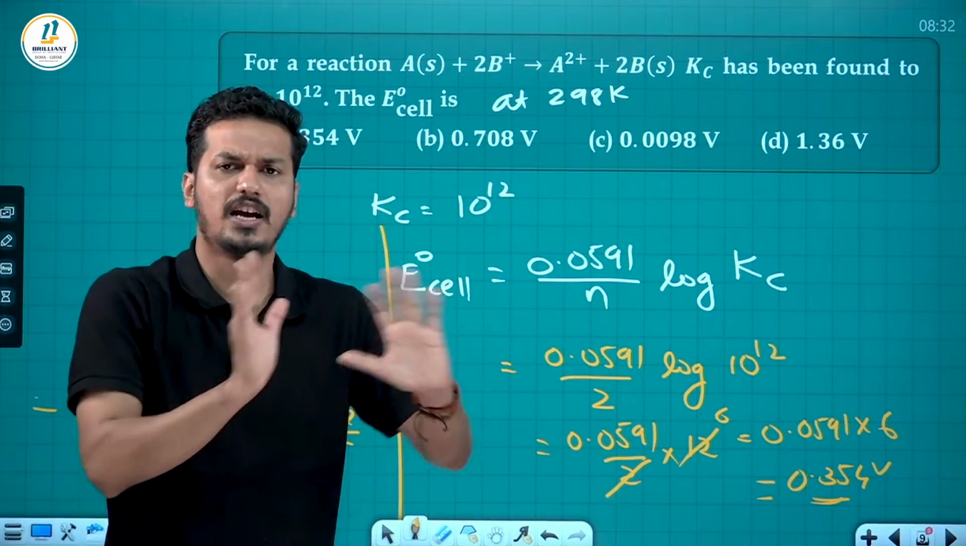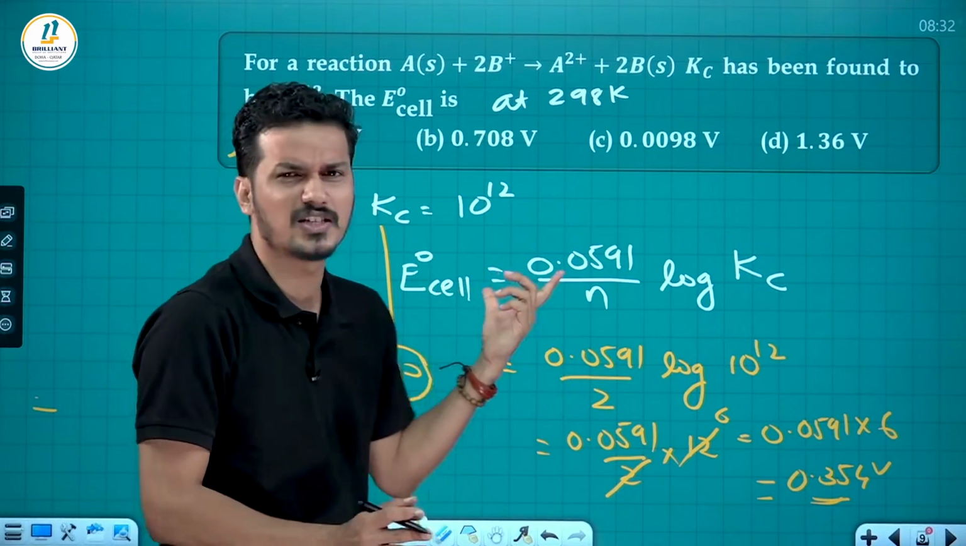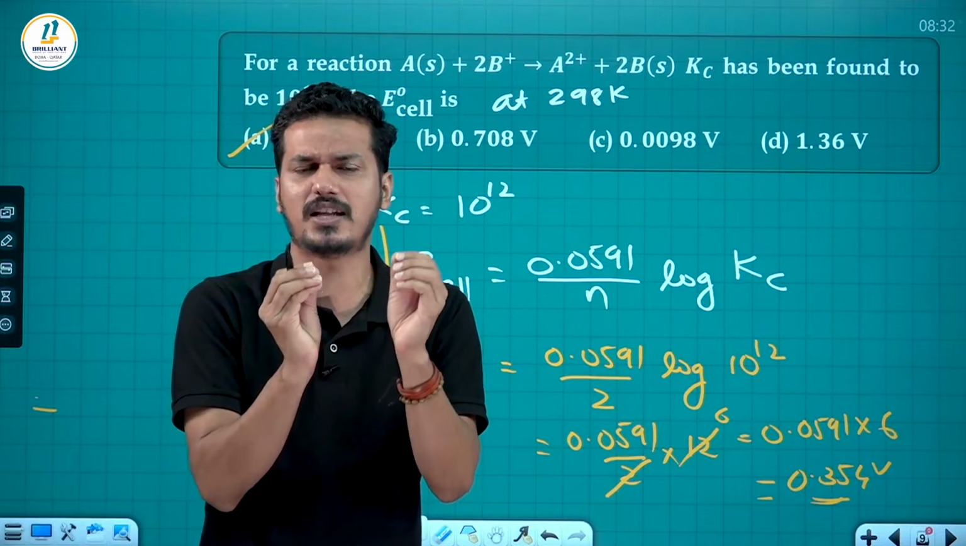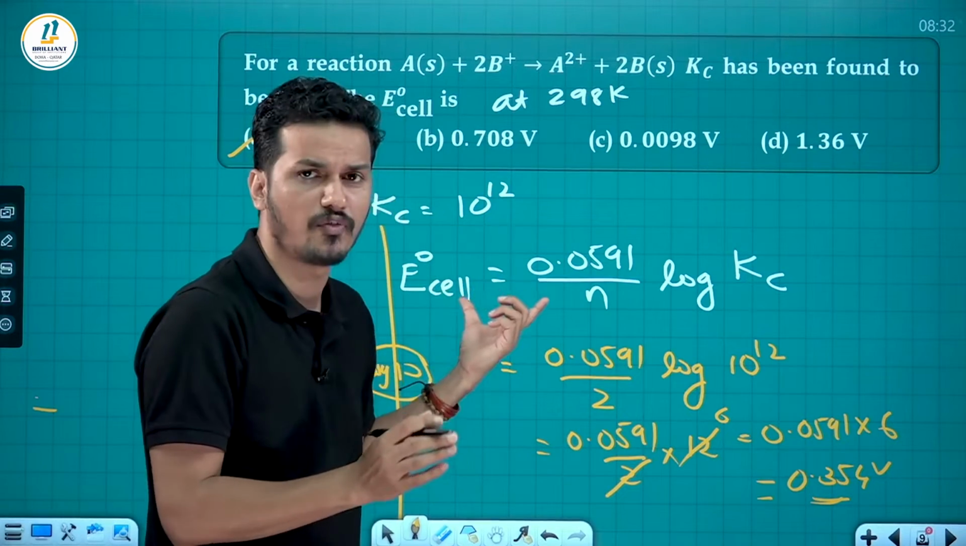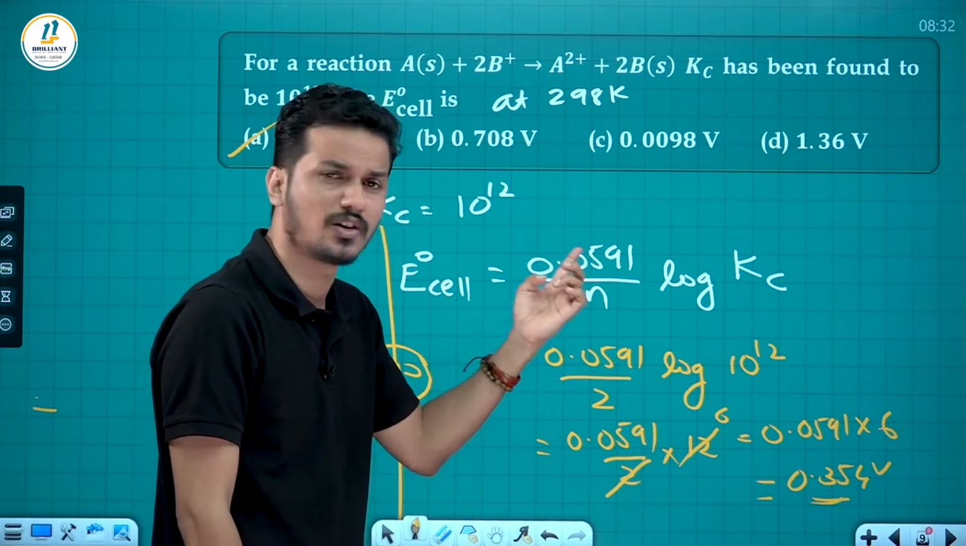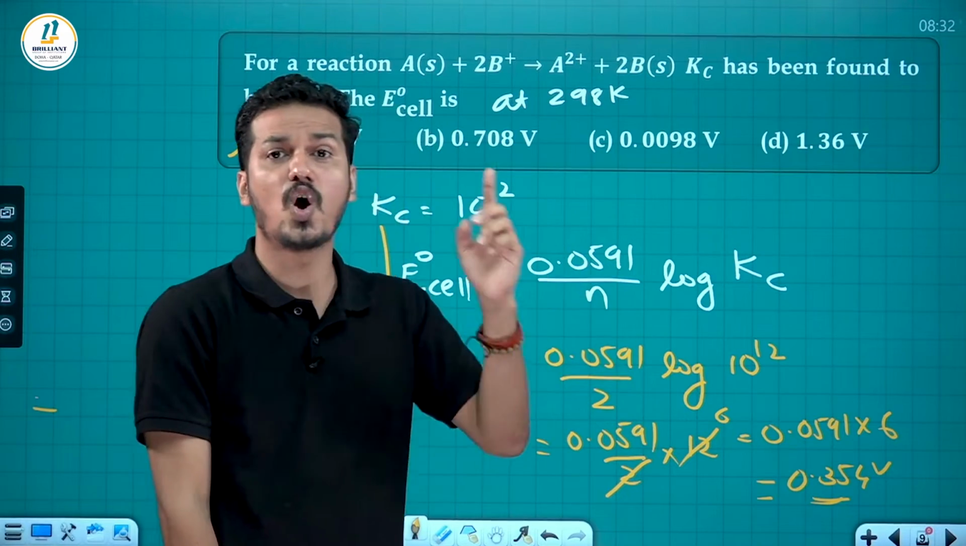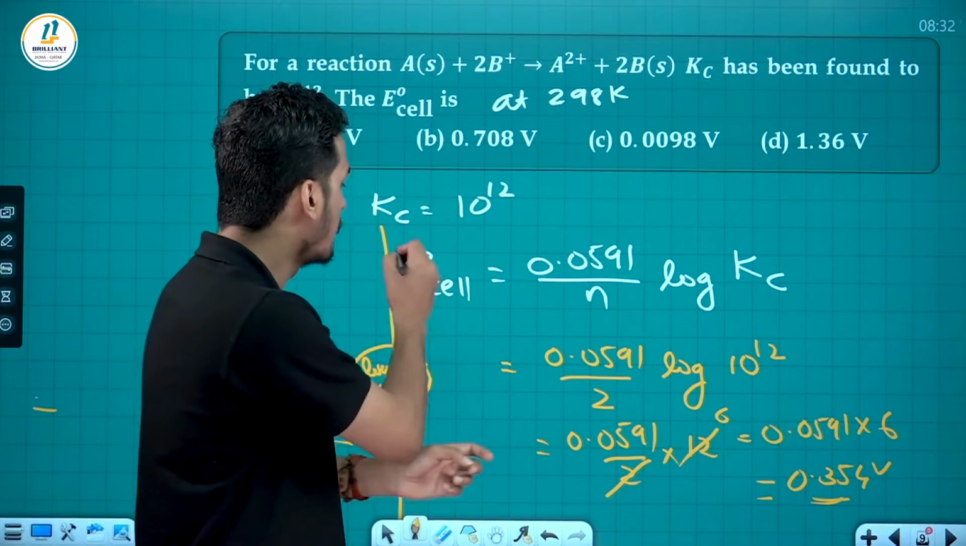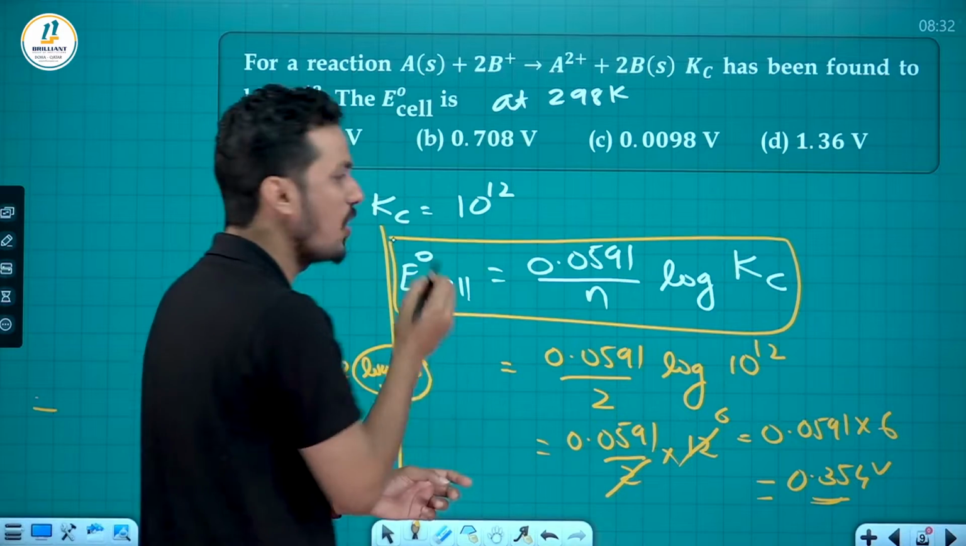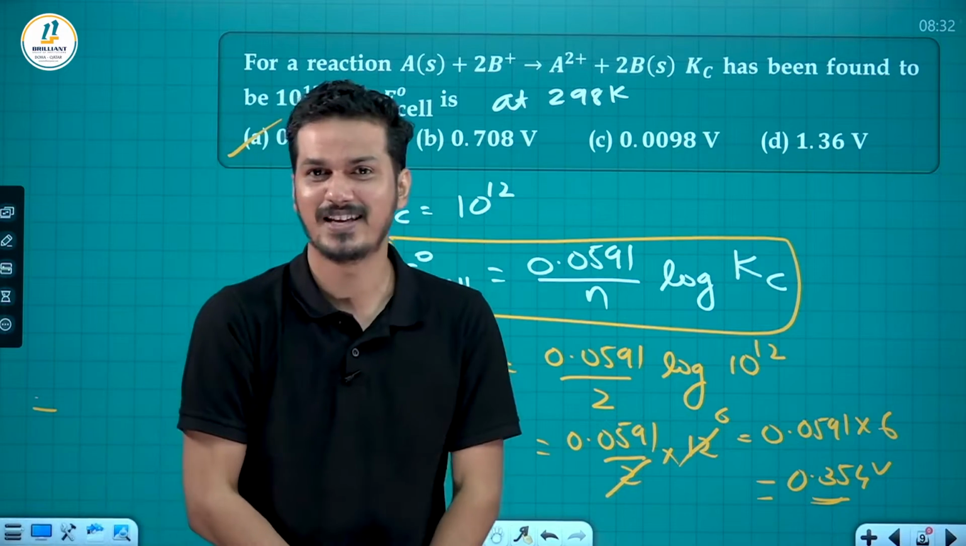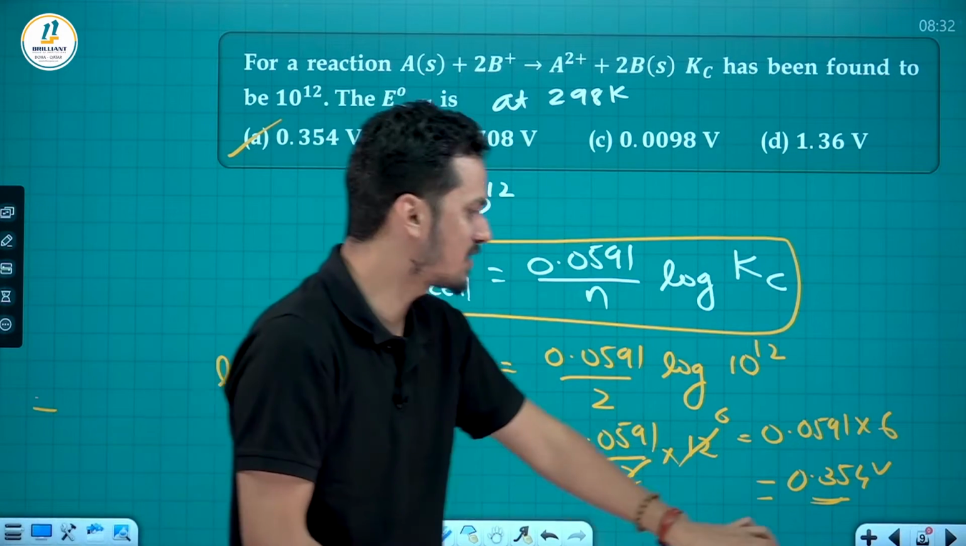So nothing to think, nothing to worry. This kind of questions they usually used to ask in many NEET examinations. So don't forget about the formula: E0 cell equal to 0.0591 by n log Kc. That formula you have to remember, guys. I hope you will remember it. Ready? If so, then we can go to the next question.